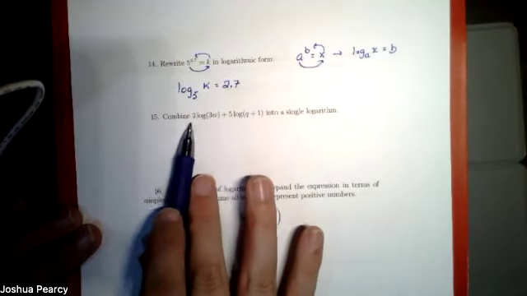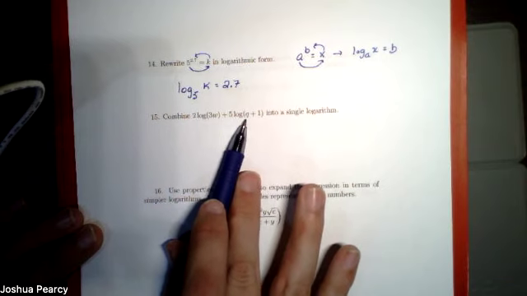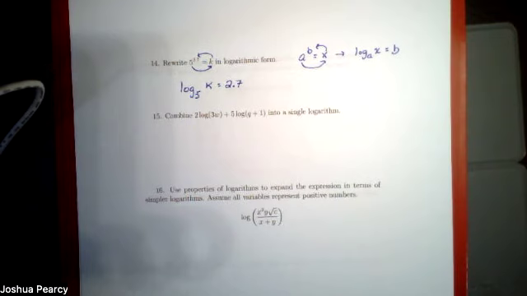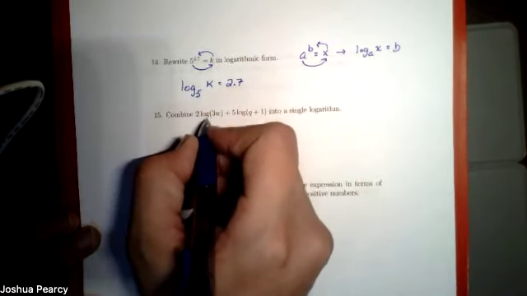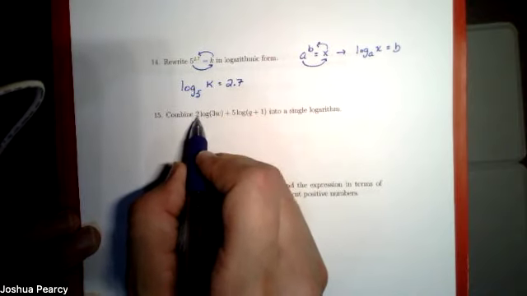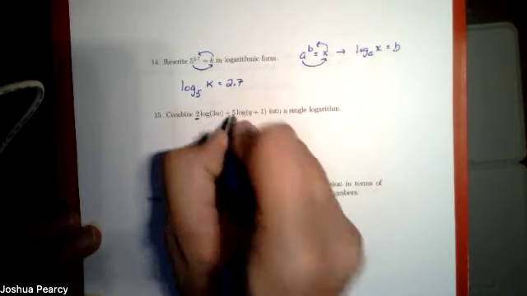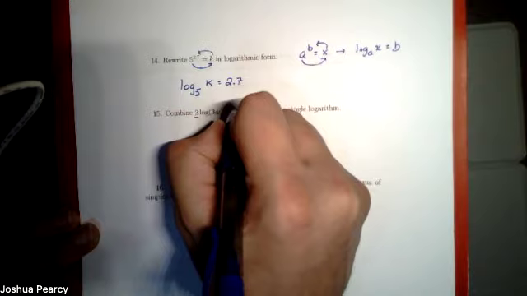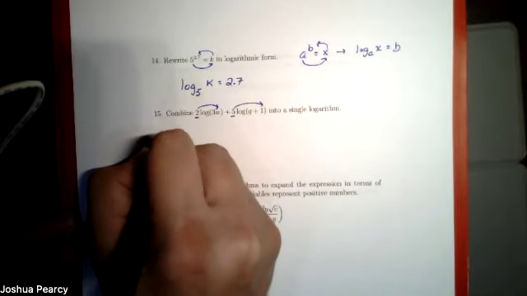So number 15 says combine 2 times log of 3w plus 5 times log of q plus 1 into a single logarithm. So let's go ahead and do this first. Here I have coefficients out in front of each of these, so what we're going to do is bring these coefficients back into an exponent inside the logarithm. This would look like this.